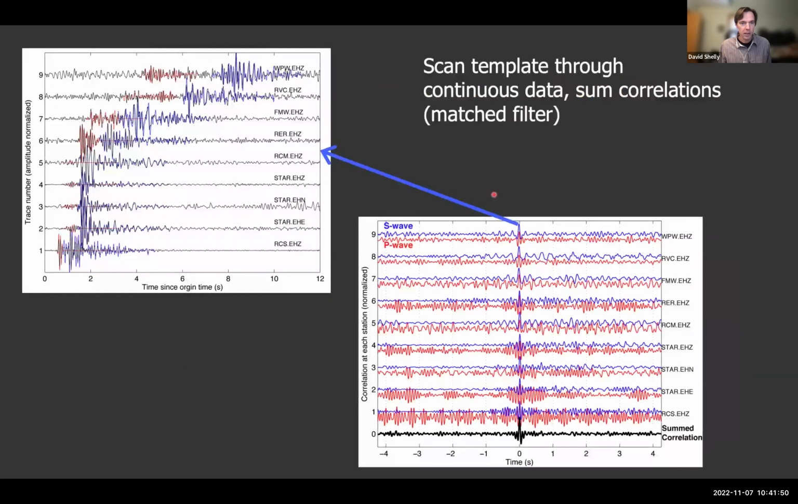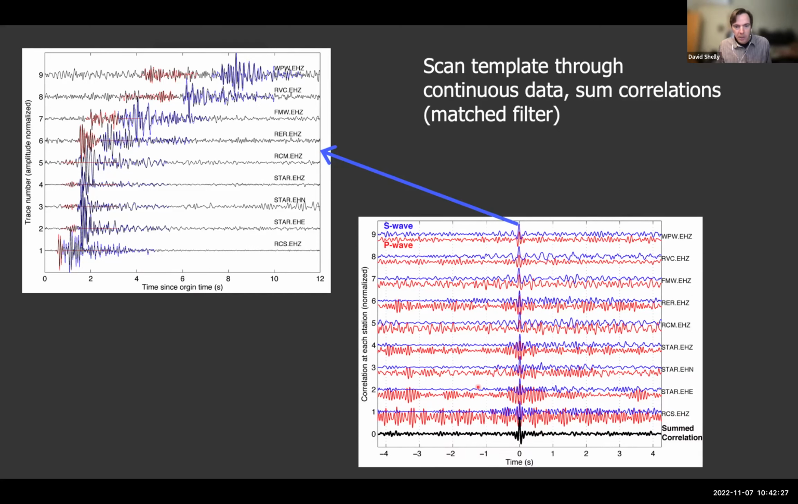So here's an example of this waveform template superimposed on a smaller but similar event in the continuous data. So the template is the red and blue waveforms, and the gray underneath is the smaller but similar event. And this plot on the lower right is showing the cross correlation functions separately for the S wave in blue and the P wave in red for each different station, and then the summed correlation in bold at the bottom.